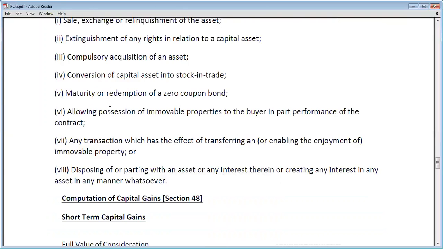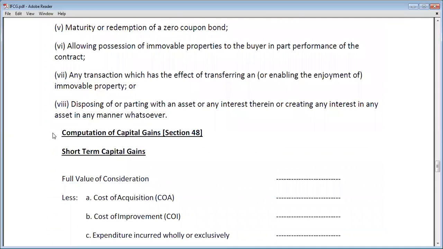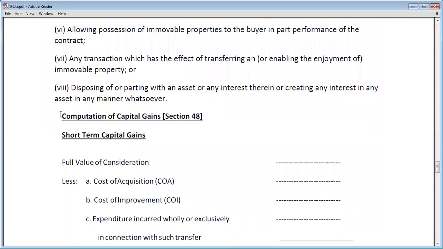Okay. Yes. Now the next topic is computation of capital gain. So how will we compute the capital gain amount? Computation of capital gain is given in section 48 of the Income Tax Act.